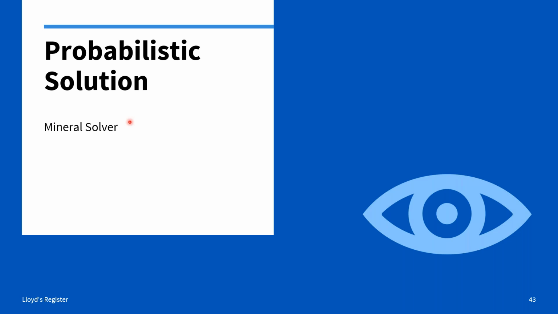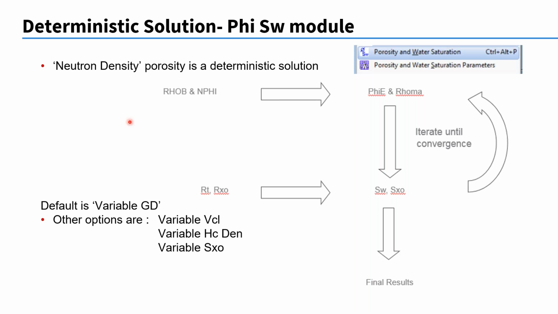If you're working in a more complex formation, or if you're dealing with carbonates, our mineral solver is a probabilistic, non-deterministic petrophysics solution for complex formations. Before we understand what a non-deterministic solution is, we must understand what a deterministic solution is, which is what the PSW module in IP does.